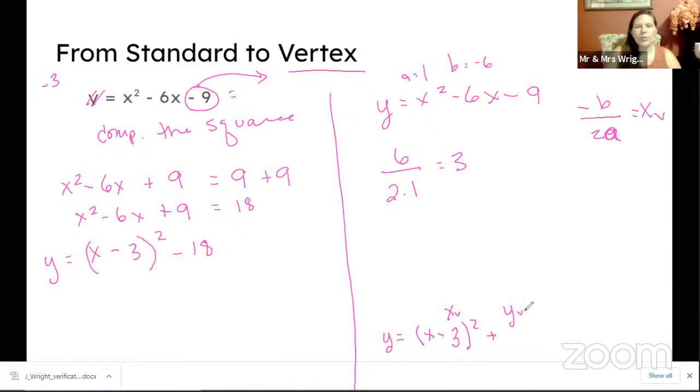Well, how are we going to get the yv? Okay, well, how did we get the y value of the vertex when it was in standard form? We just plugged 3 into wherever the x was and solved. So I'm going to have 3 squared minus 6 times 3 minus 9. Now my calculator dropped. Let's see if I can get it.